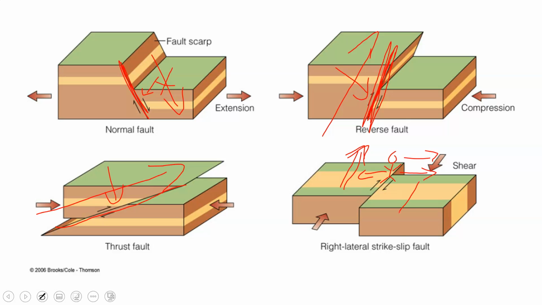You look at the block and it still moves to the right. Okay, and so that's how you determine right lateral strike slip or left lateral strike slip. Okay, so here's what we're going to do. I'm going to show you some pictures here, and then we're going to kind of walk through this.